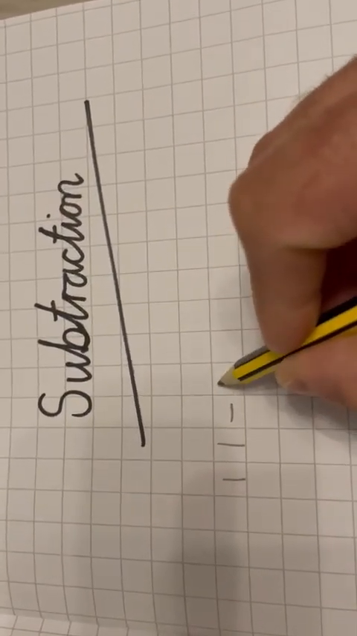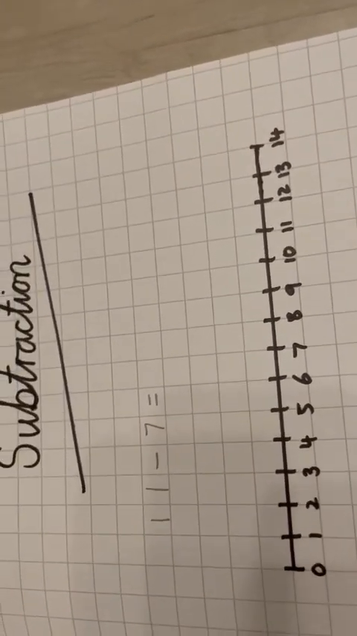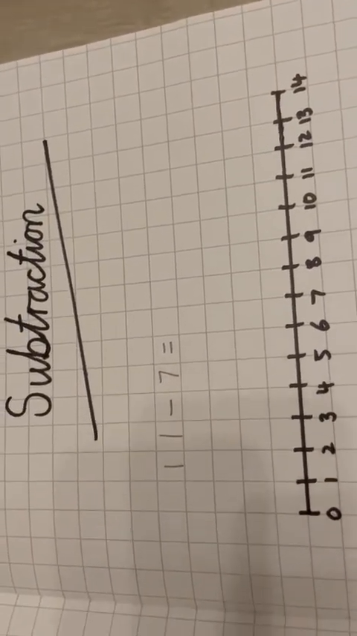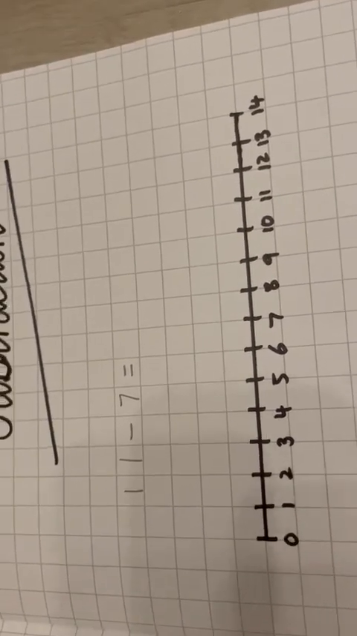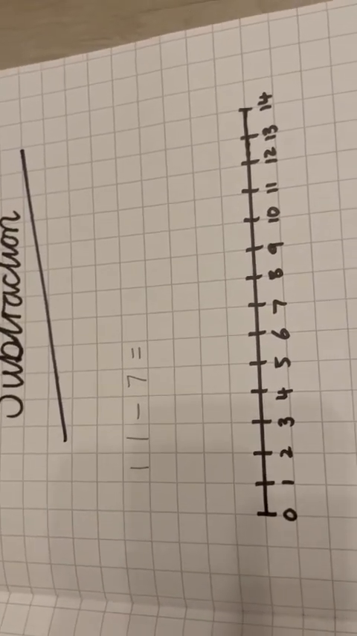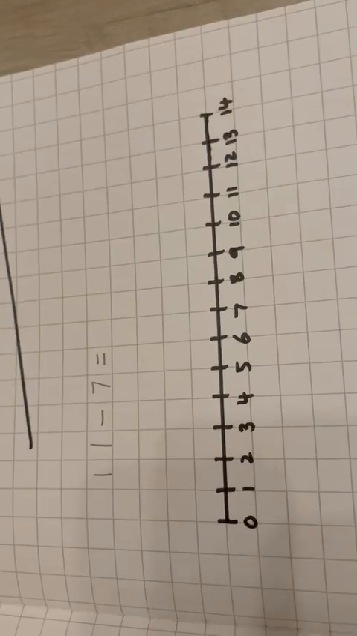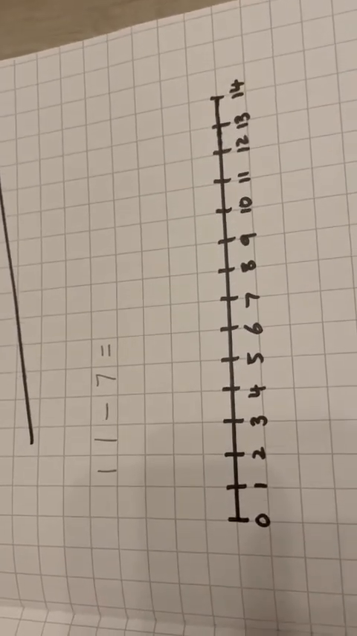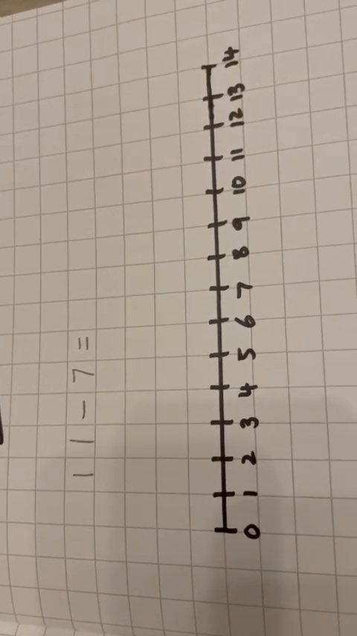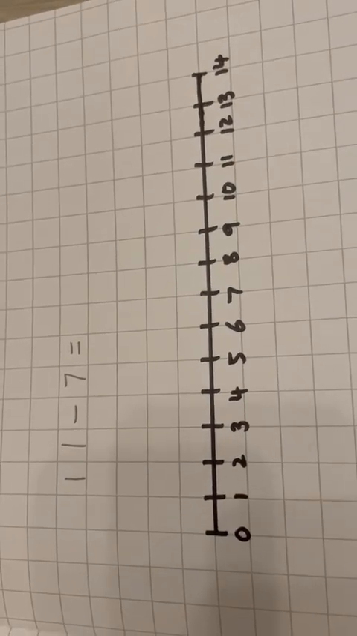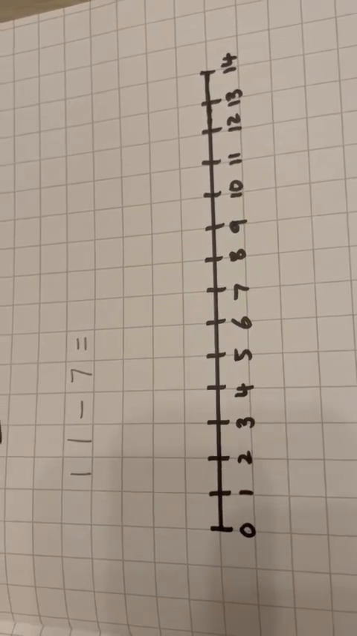11 take away 7. A lot of people just assume that we start on 11 and we count back 7, but children always seem more confident counting upwards. So at Quarry Hill, we always look to find the difference between the numbers, and that's quite a large part of the terminology that does help us and ensures that children know to count on rather than backwards.